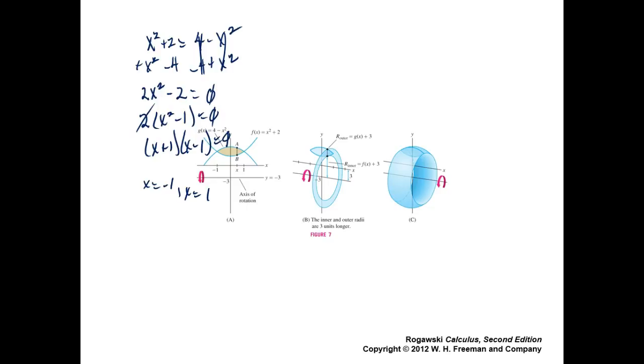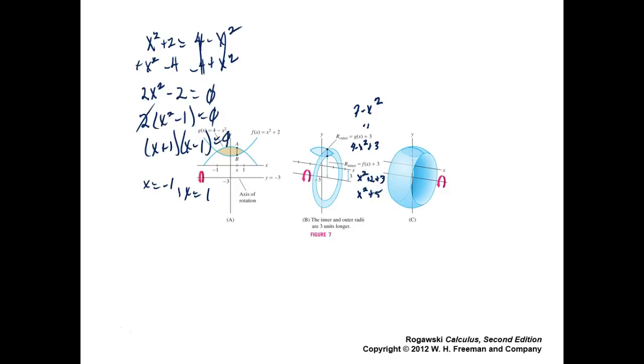It's an area that you're dealing with. Here they call it g of x, here they actually name it. So let's actually write it in. This is 4 minus x squared plus 3, which you could rewrite as 7 minus x squared. That's your outer radius, and your inner radius is f of x plus 3, which is x squared plus 2 plus 3, which is x squared plus 5.